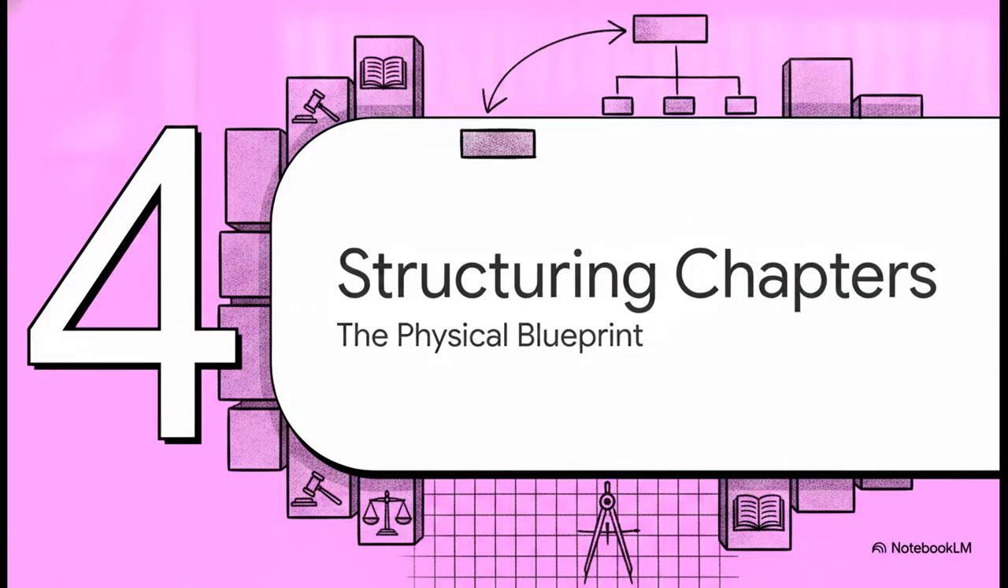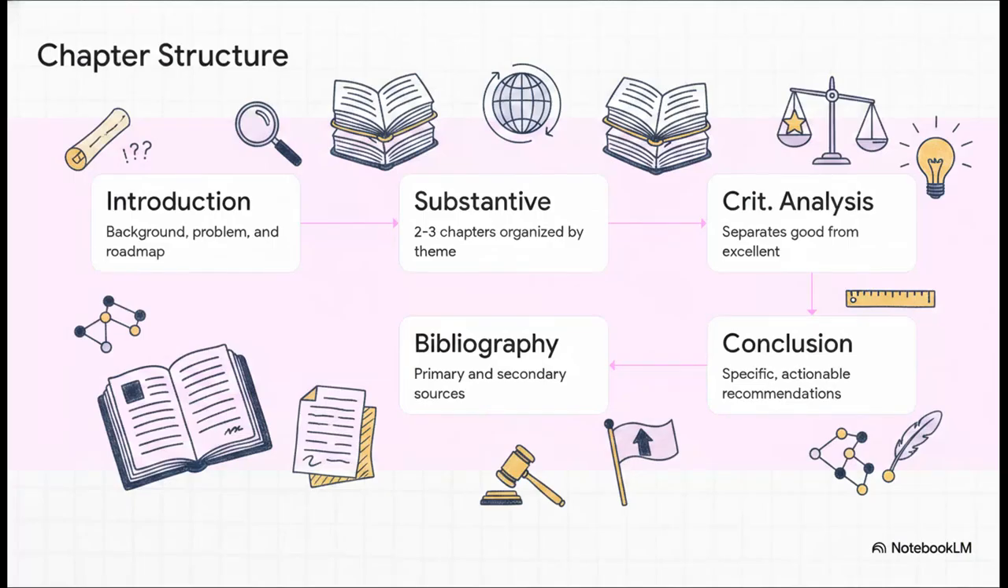Section 4, Structuring the Dissertation Chapters. Let's walk through this physical blueprint step by step. First is your introduction, where you lay out the background, the core problem, your methodology, and give the reader a roadmap. Second, you're going to have 2 to 3 substantive chapters, which you'll organize by theme, jurisdiction, or maybe chronology.